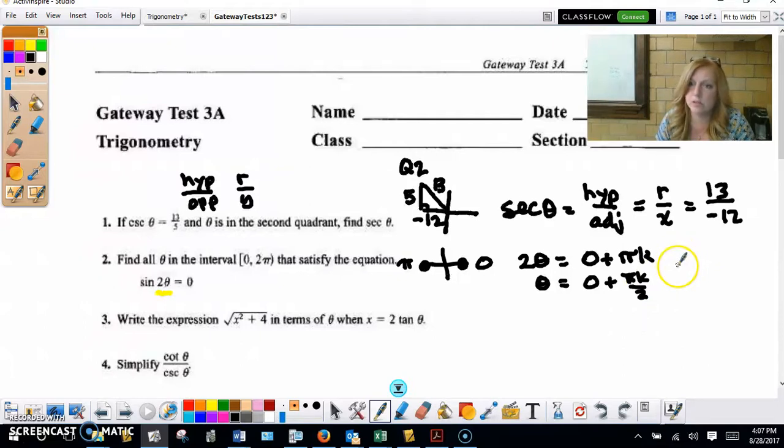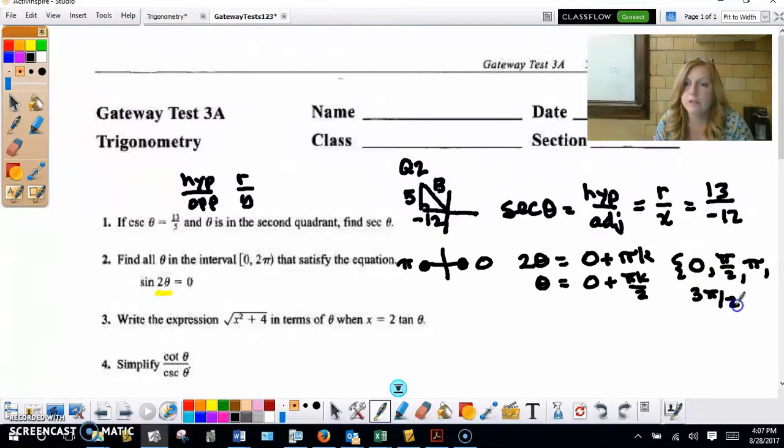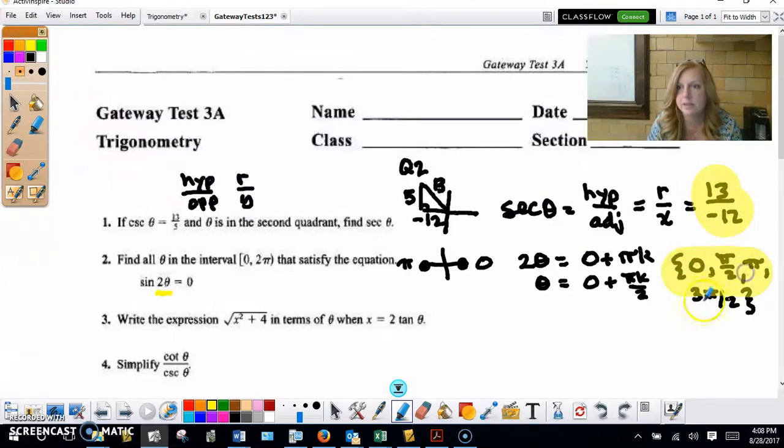So our actual answer to the problem is, if k is 0, it would be 0. And we're in brackets, so I'll include it. If k is 1, it would be pi over 2. 2 would be pi. 3 would be 3 pi over 2. And then 4 would be 2 pi, but it's in parentheses, which means do not include it. So that gives us our answer for that. And I like to highlight my answers. So there, that's my answer for number 2.